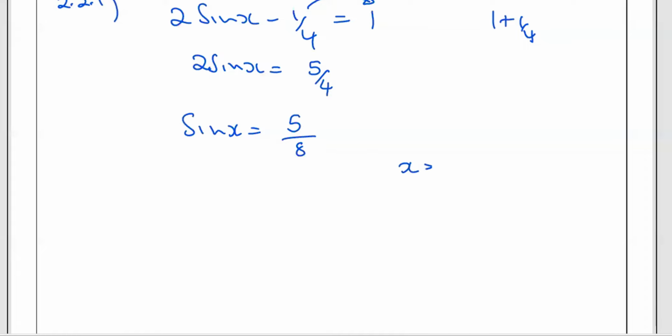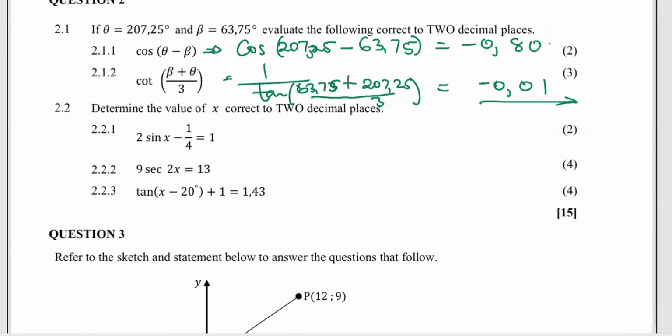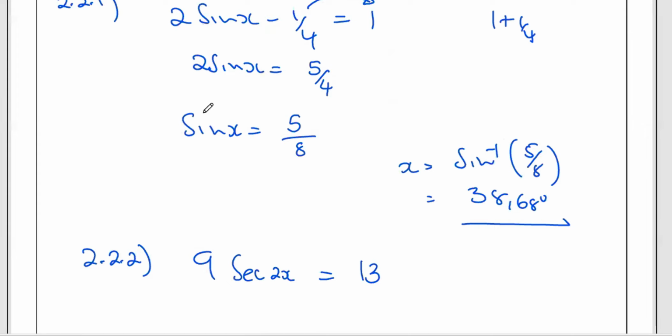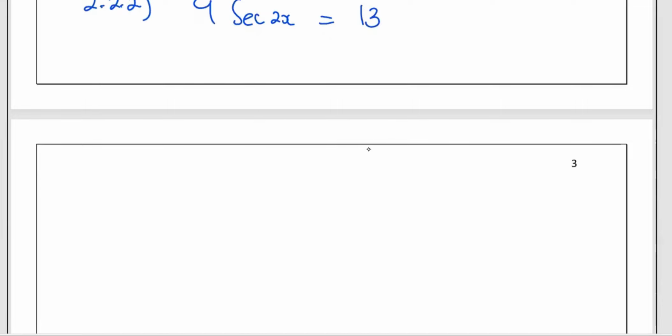So for us to get the x, we must press the shift of sine and then 5/8. Then let's see what we have. So shift sine, we're saying 5/8, which gives us 38.68 degrees. Okay, so that is 2.2.1. Let's look at 2.2.2. They're telling us 9 sec 2x must give us 13. Okay, so step number 1, we just need to get rid of whatever is around the sec, meaning that the sec 2x is going to be the same as 13/9.